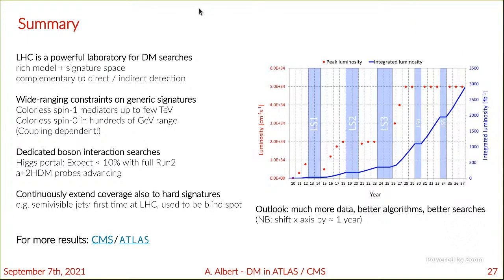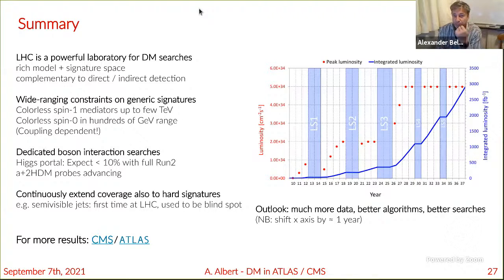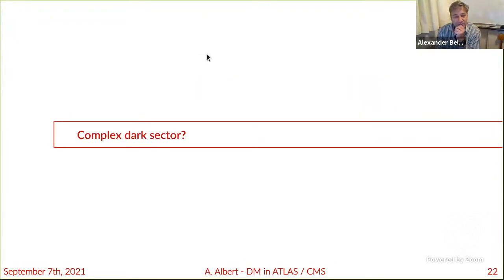Yes. Excellent. So my question is, if we consider a very simple scenario where the mediator does not decay to dark matter, but the mediator is slightly lighter than two dark matter masses, do you have limits for this scenario? It's basically a very simple scenario, but I was not sure that I saw these limits.